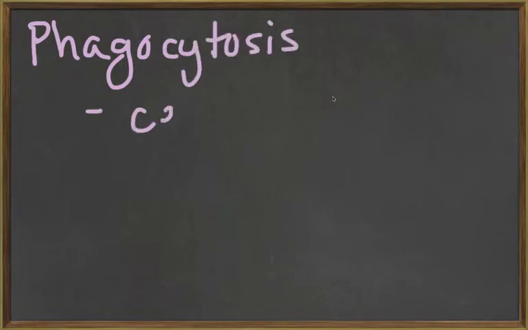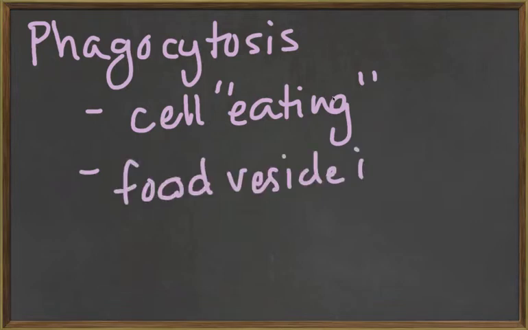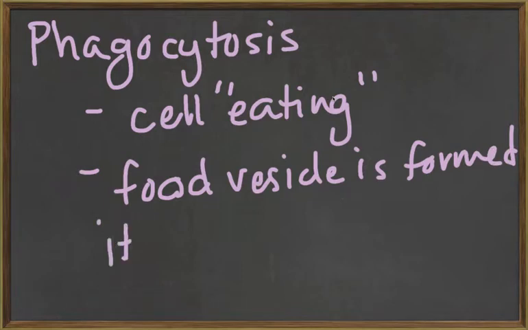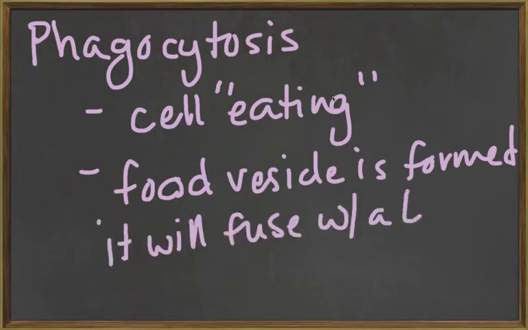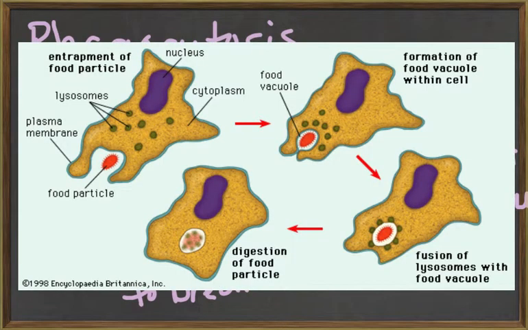If I am taking in food, I call it phagocytosis. This is when cells are eating. It is called cell eating. Once the food vesicle is formed, it will fuse with a lysosome to break down the food in order to make it usable for the cell. So that's one type. Still formed the exact same way, doesn't change. It's just when I take in food that the cell can eat, and I call it something specific, and that is phagocytosis.